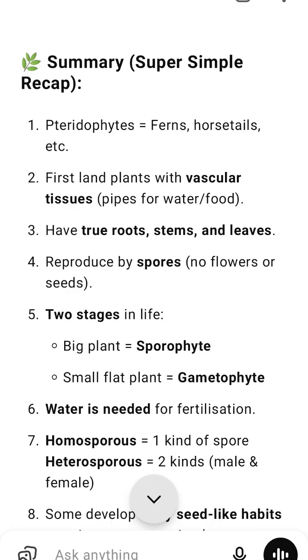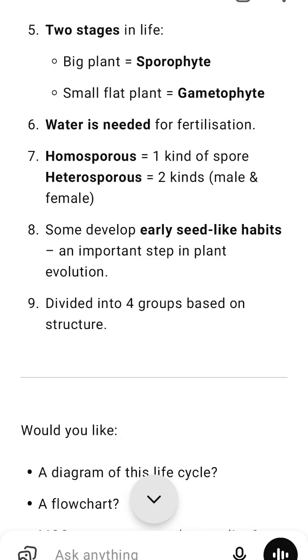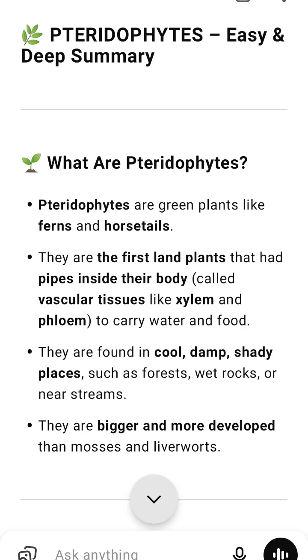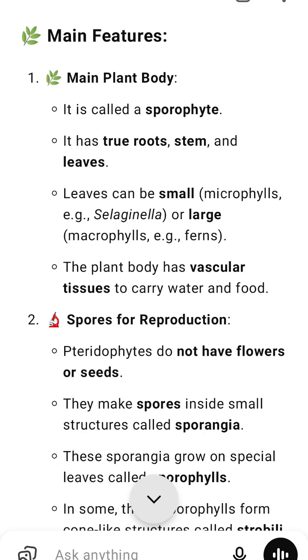Psilopsida, simple body, no roots. Lycopsida, Selaginella, Lycopodium, small leaves, microphylls. Sphenopsida, Equisetum, horsetail. Jointed stem, cone-like top. Pteropsida, Pteris, Adiantum, ferns. Large leaves, macrophylls.